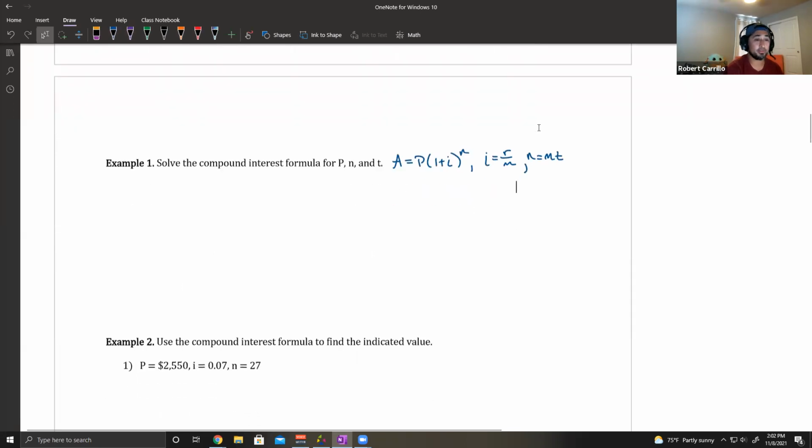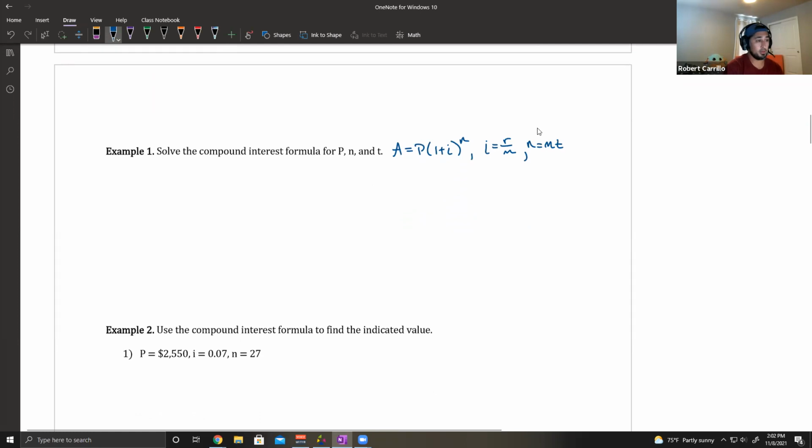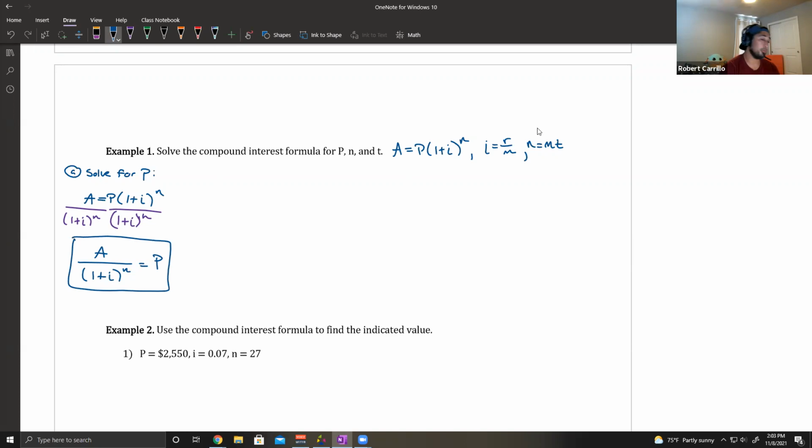So first up is solve this formula for P. So given A equals P times (1 plus I) to the N, in order to solve for this P, we just divide by (1 plus I) to the N. So divide this by 1 plus I all raised to the N. And we get that our new formula is A over (1 plus I) to the nth power equal to P. So this will help us solve for P.